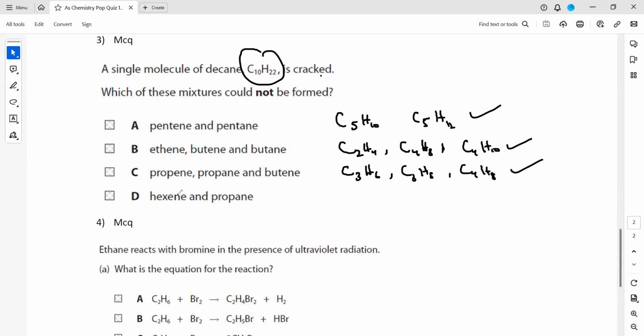So this also works. Now hexene is C6H12 and propane is C3H8. So the total sum is 6 plus 3 makes 9 carbon, and 12 plus 8 makes 20 hydrogen. So it does not make 10 carbon and 22 hydrogen. That's why D is the mixture that could not be formed. That's why D is the right answer.